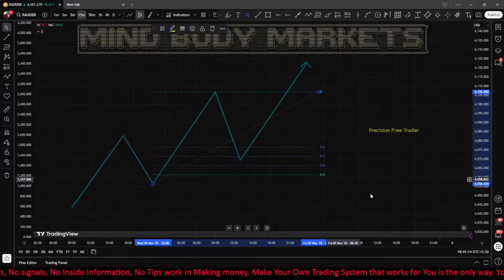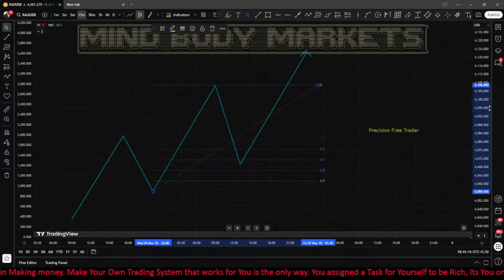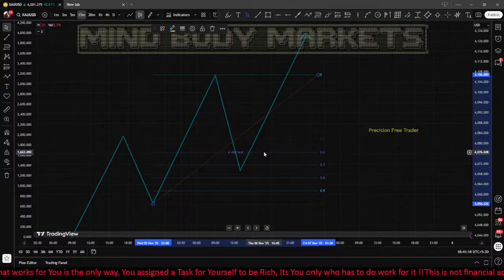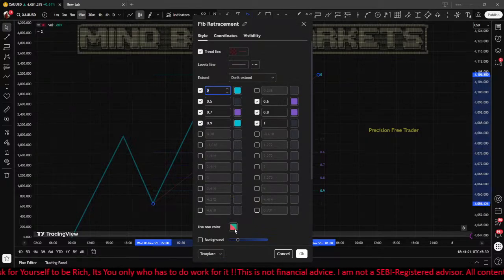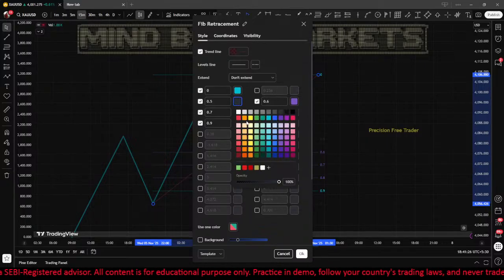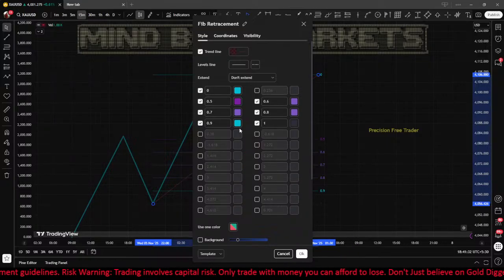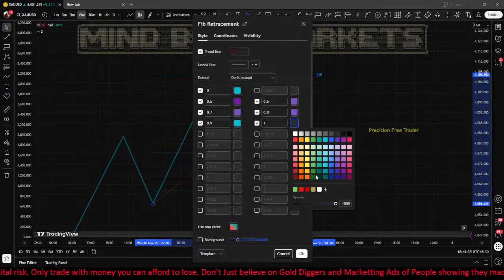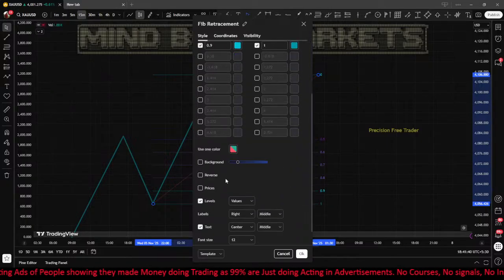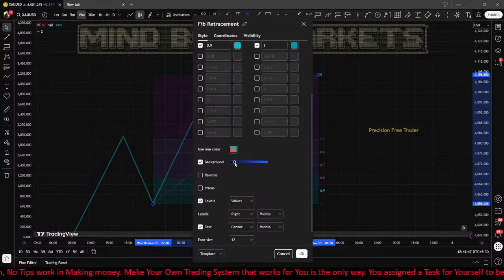So this particular time you have seen in the Fibonacci tool what I am showing you. Now 0 is there, 0.5 is there. In 0.5 we will change the color so that it can be a little brighter. And in the 1 also we will change the color so that it can appear a little brighter. Now if we use some background, then it will be kind of filled like this.